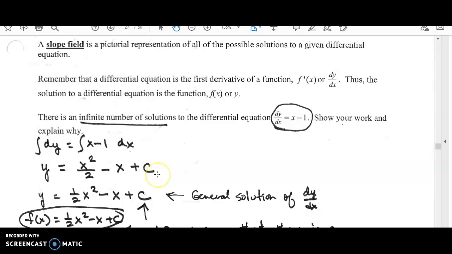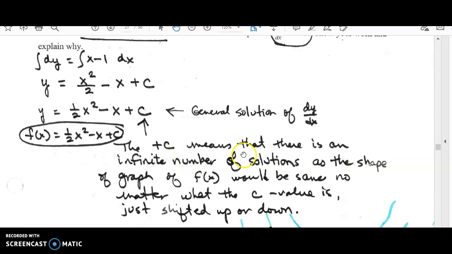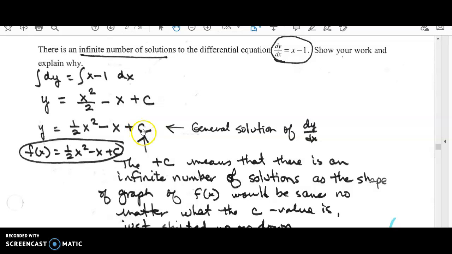Now what we call this plus c problem is the general solution of dy dx. But if you notice in this problem, we don't have a visual, we don't have an initial condition to explain exactly what x and y value is hit by this graph. And I thought it'd be easier if I just talked about the plus c. It means that there's an infinite number of solutions, as the shape of the graph of f of x would be the same no matter what the c value is, just shifted up or down. So just think about how many different graphs have the derivative x minus 1.